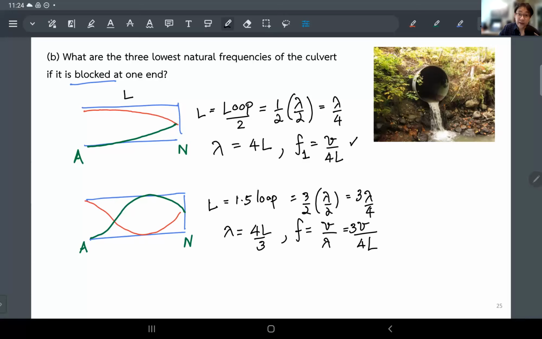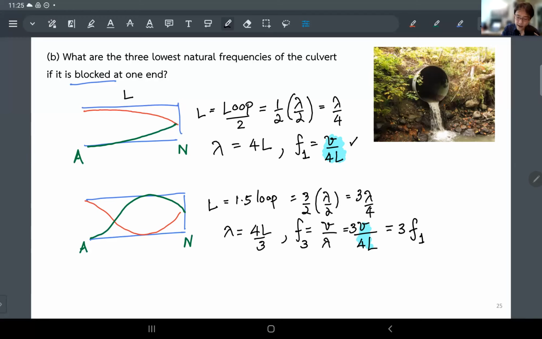But this matched perfectly with what we already analyzed, because you can see that the V over 4L there is exactly the frequency of the fundamental frequency up there. And this fits perfectly with the knowledge we have already built: it's triple the fundamental frequency. So this is going to be your first overtone. For the one open, one closed end tube, the next frequency will be triple the fundamental. So this is your third harmonic right there.